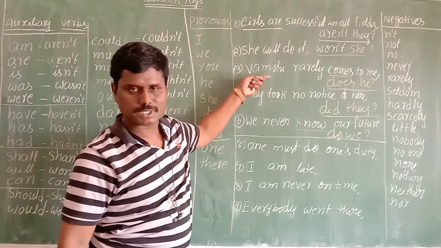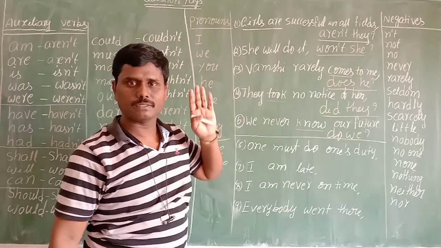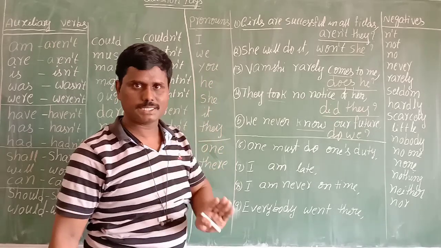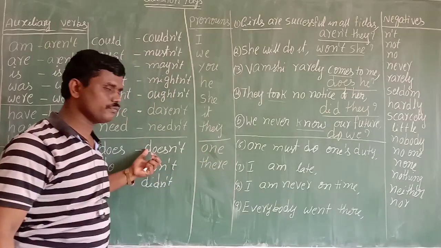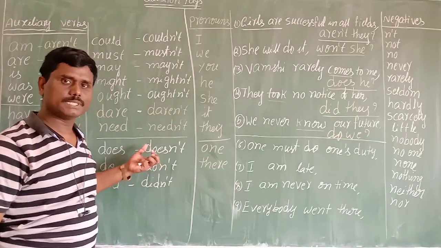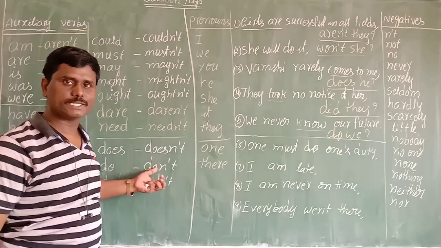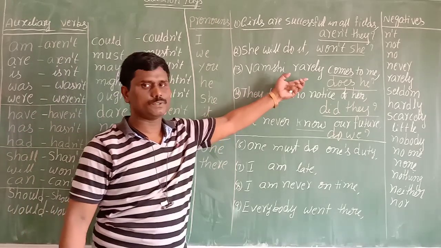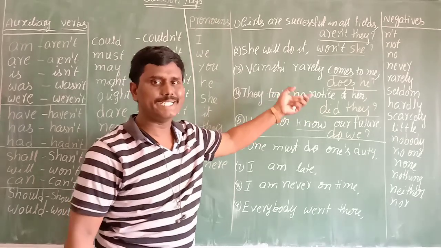The concept, once again listen: when there is no helping verb in the given sentence, we begin the question tag with the help of a do form. We use does, do or did. That entirely depends on the verb: verb 1s we use does, verb 1 we use do, verb 2 we use did.